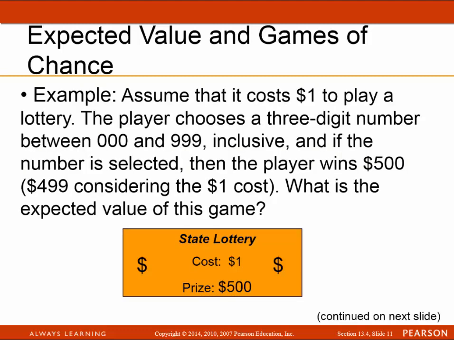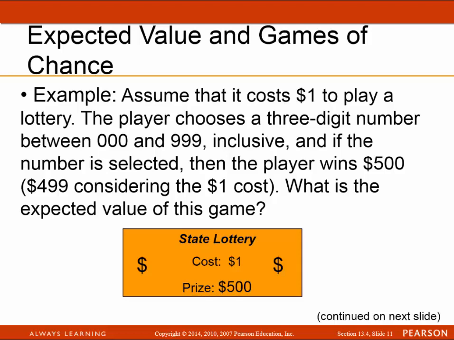Here's another example. Assume that it costs $1 to play a lottery. The player chooses a three-digit number between 000 and 999 inclusive, and if the number is selected, then the player wins $500. Now, it's $499 considering that you have a $1 cost. So what is the expected value of this game?